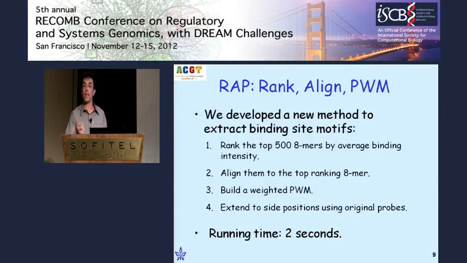So we look at each column, and we deduce the different probabilities according to the scores given to the 8-mers of these nucleotides. And the last phase, we extend to the site positions by looking at the original probes in which the top-bound 8-mers appeared in. Now, due to efficient implementation and the fact that we work on such small data, only top 500 8-mers, running time is only a couple of seconds.